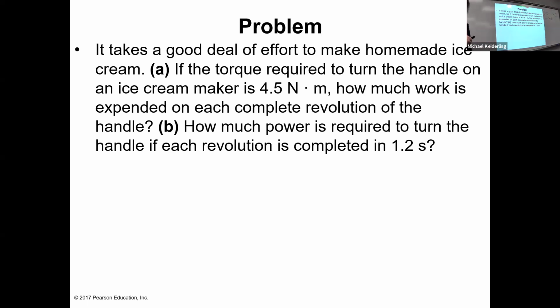So if the torque required to turn the handle on an ice cream maker is 4.5 Newton meters, how much work is expended on each complete revolution of the handle? And how much power is required to turn the handle if each revolution is completed in 1.2 seconds?